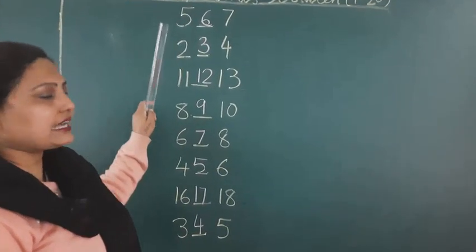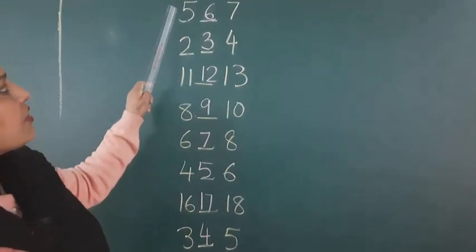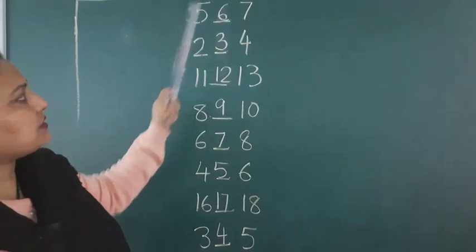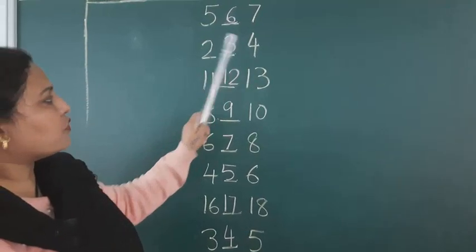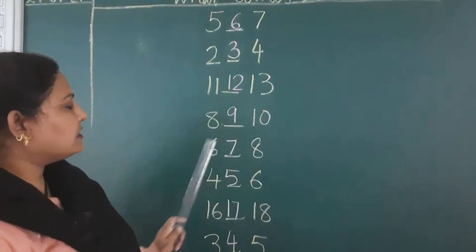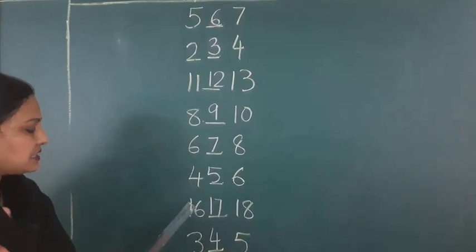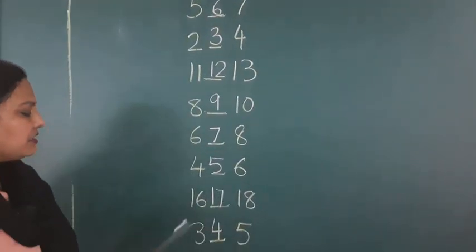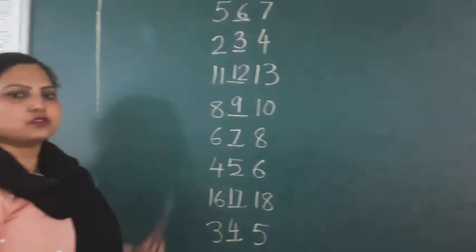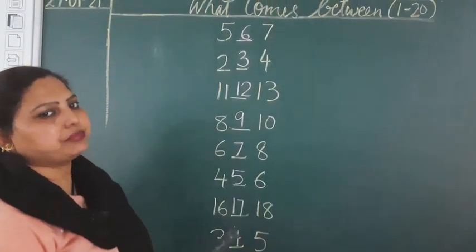You have to check that you have written correctly. 5, 6, 7, 2, 3, 4, 11, 12, 13, 8, 9, 10, 6, 7, 8, 4, 5, 6, 16, 17, 18, 3, 4, 5. So a jumble I have given you. You have to write in the same way as in the copy.